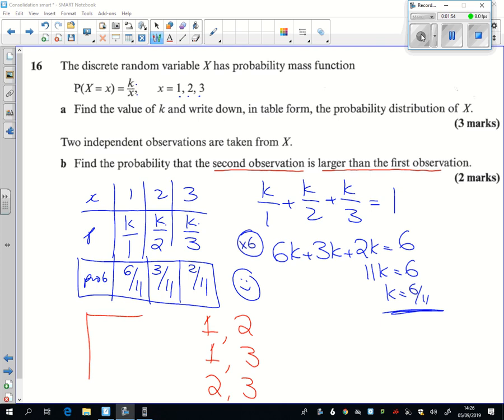Another way of working that out would have been to do a little table, first go and then second go, and tick the ones you want.